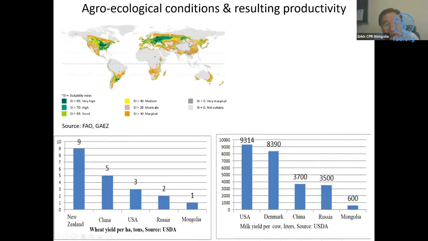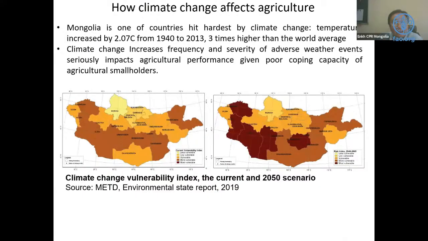It's mostly located in non-suitable zones by the international zoning by FAO shown here. For example, crop yield is only 1 ton compared to our neighbors, 2 to 3 tons in Russia and in other countries. Milk yield is very low, 600 liters per cow per year. And this is just a general assessment of how climate change impacts Mongolian agriculture.